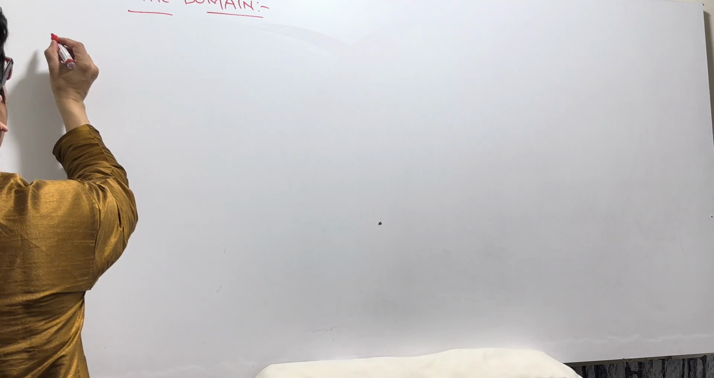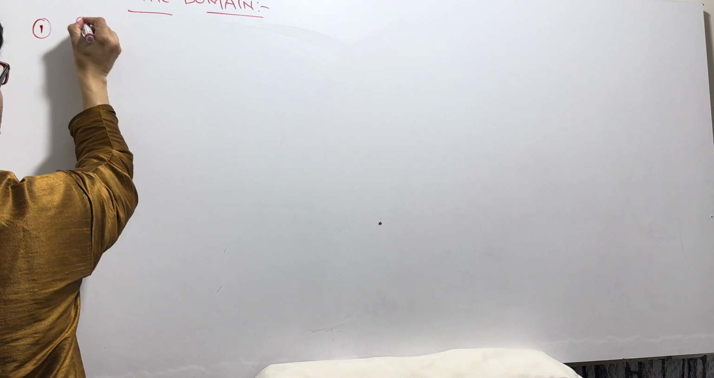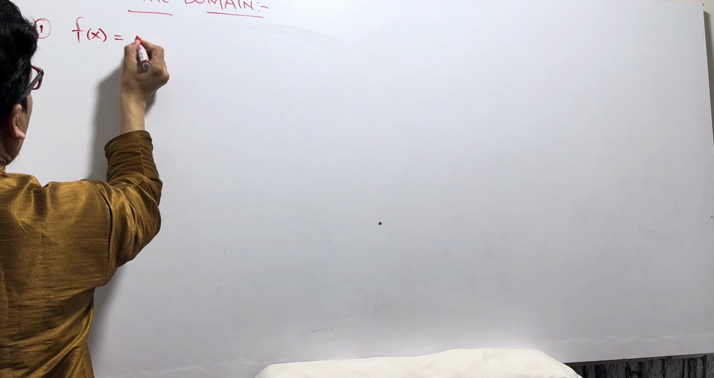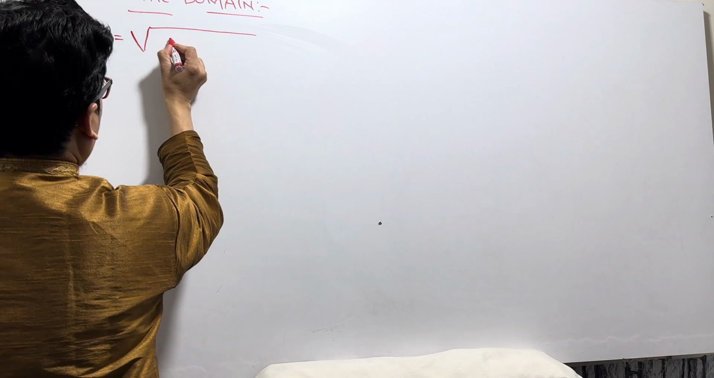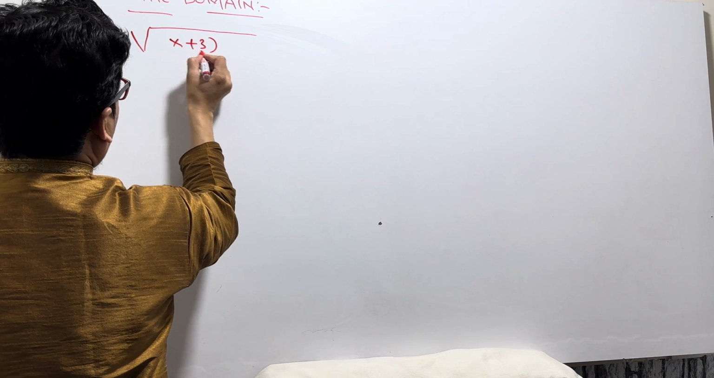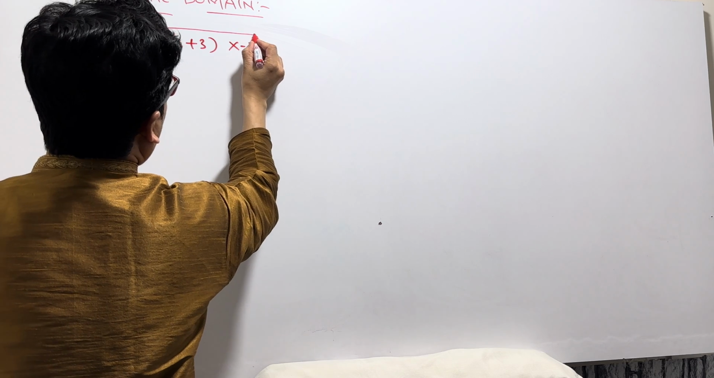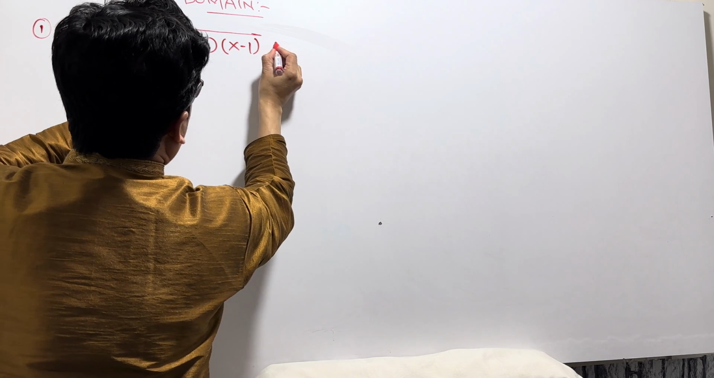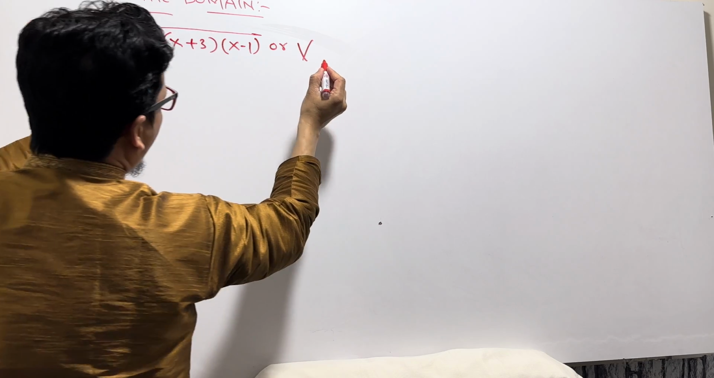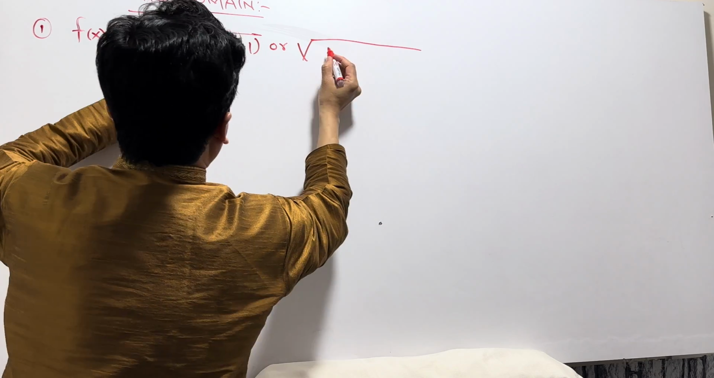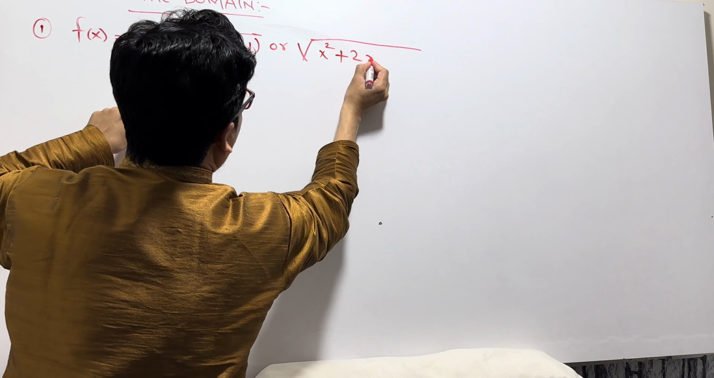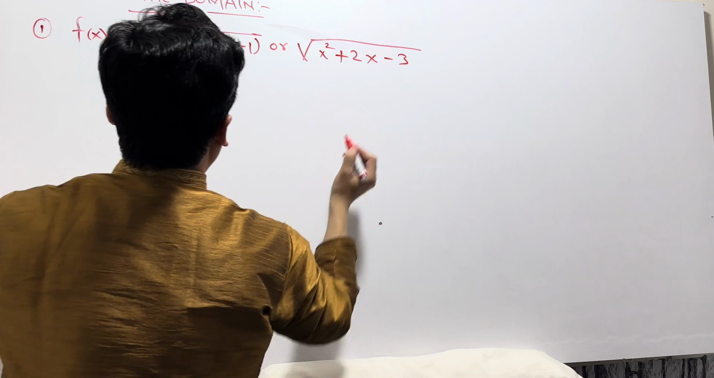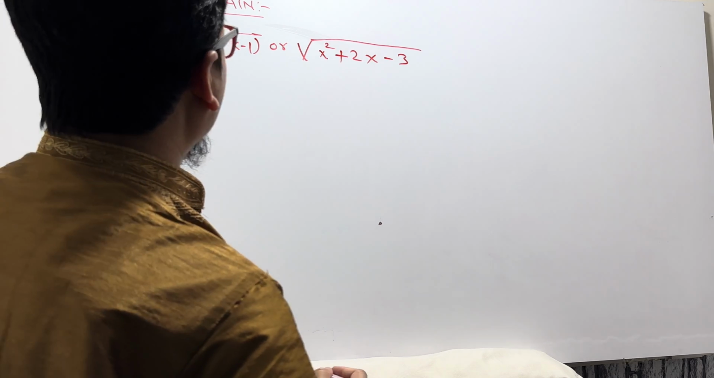See, I'm going to give you 2 or 3 questions. For example, I have f(x) equal to under root (x plus 3)(x minus 1). Or this is the same as x square plus 3x minus x minus 3, so minus 3 and this is plus 2x.